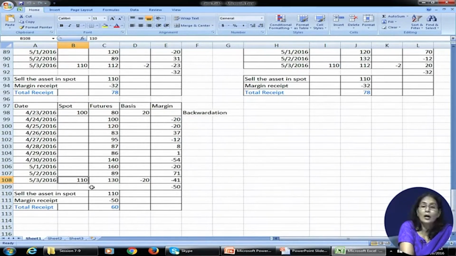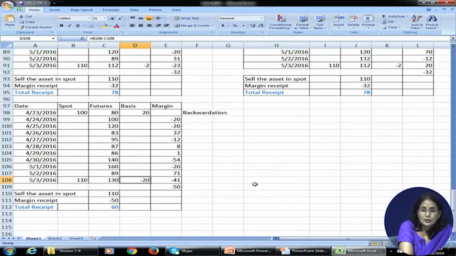So without the futures contract, this party would have been able to sell the underlying asset at 110, but because it has entered into a futures contract, it has already paid a mark to market margin of 50 rupees. So his net receipt from the contract is 60 rupees. Why has this happened? Basis has shifted from 20 to minus 20.